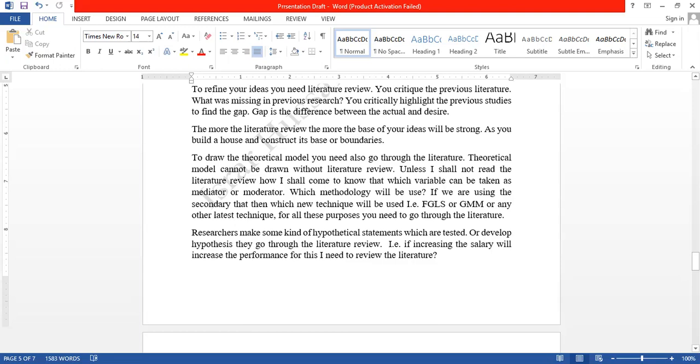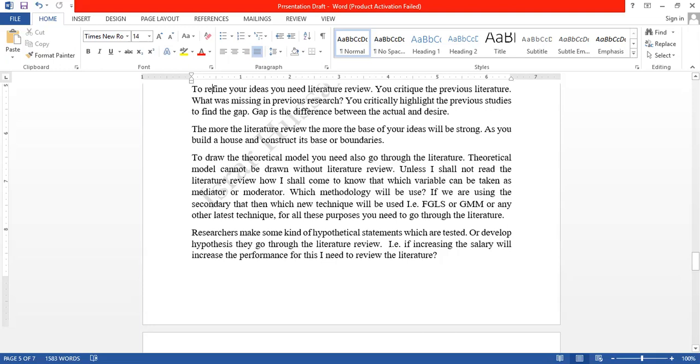To draw the theoretical model, you also need to go through the literature. A theoretical model cannot be drawn without a literature review. Unless we read the literature, how shall we come to know which variable can be taken as mediator and which as moderator, or which methodology will be used? If we are using secondary data, then which new technique will be used, for example FGLS and GMM, or any other latest technique? For all these purposes, you need to go through the literature.